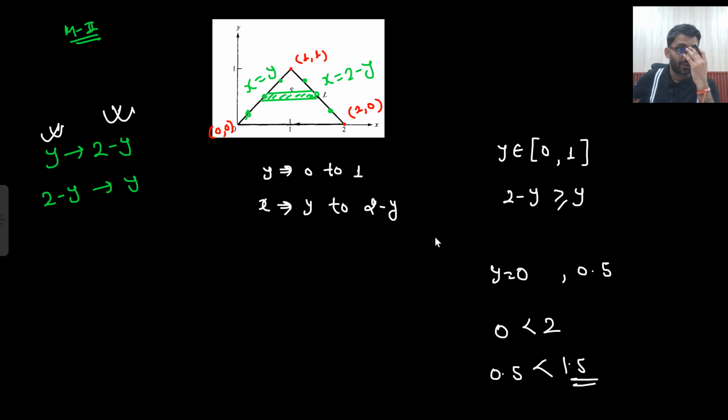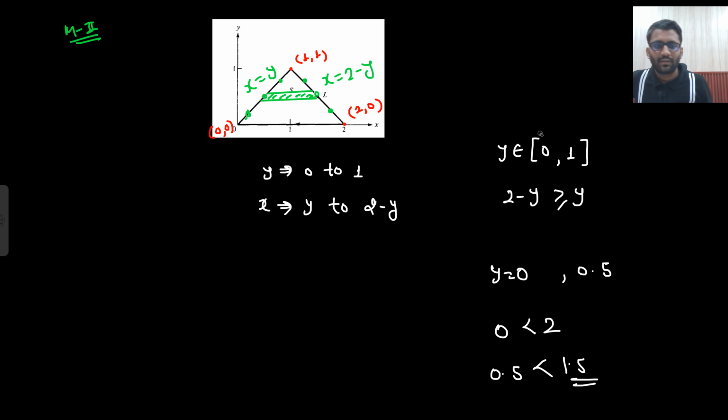Did you get this point or not? Because in this particular loop, on this particular path, your value of y is from 0 to 1. That means your range should be from y to 2 minus y. Well and good. This has to be there.